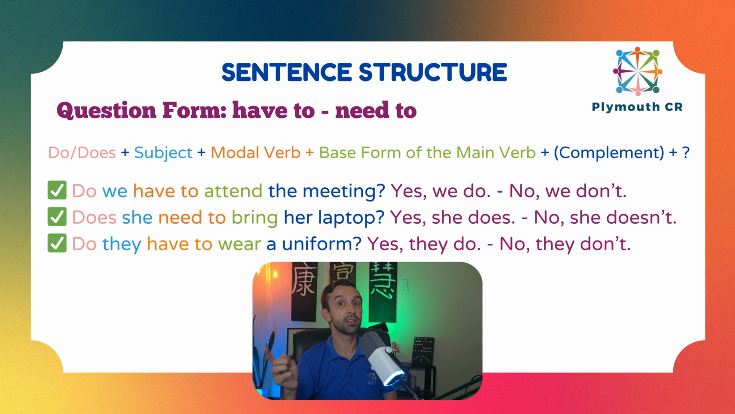And the answers then in here, if you say, do we have to attend the meeting? Yes, we do. No, we don't. In regular, everyday life, you can probably also get, yes, we have to, or no, we don't have to. All right, that's another possibility with these ones. Example number 2, does she need to bring her laptop? Yes, she does. No, she doesn't. Or yes, she needs to, or no, she doesn't need to, right?